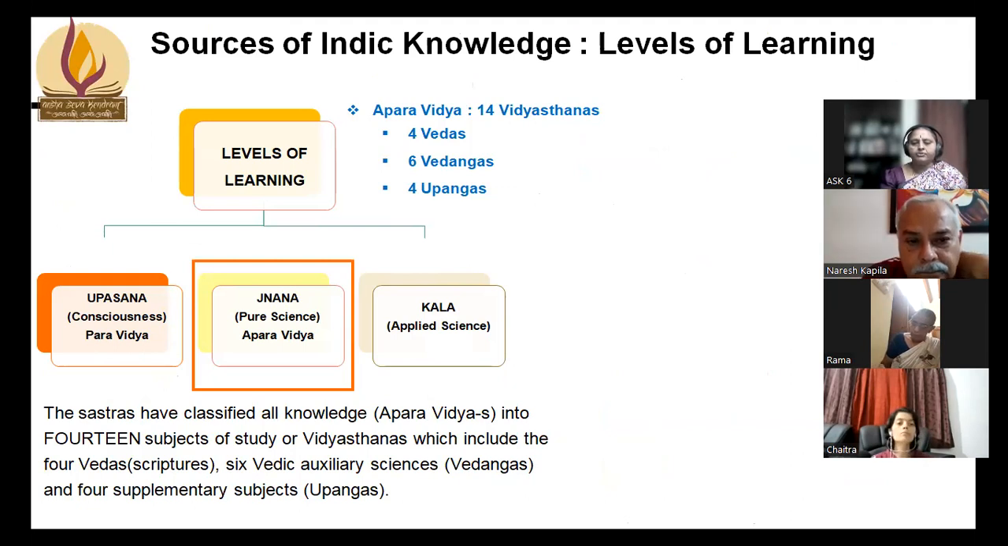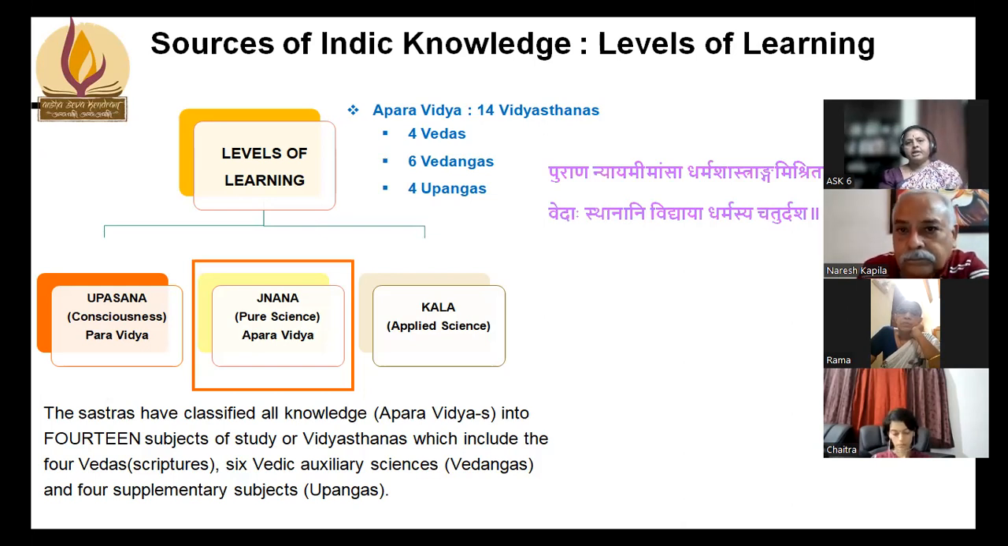Here, the 14 branches of Aparavidya are 4 Vedas, 6 Vedangas, and 4 Upangas. I think you all are clear on these concepts. And one more thing here: who gave us the Chaturdasha Vidyasthanas? One was Vyasa Maharshi.